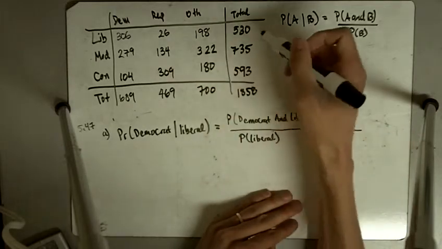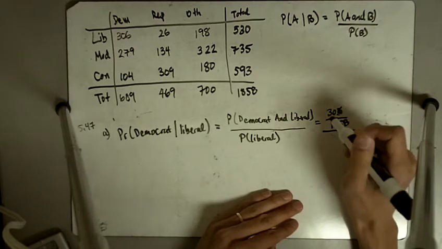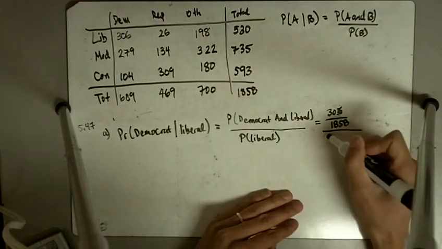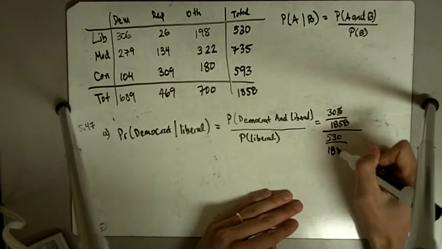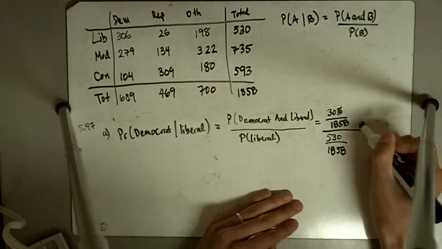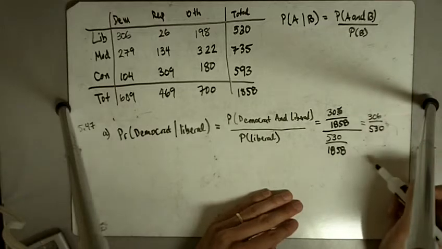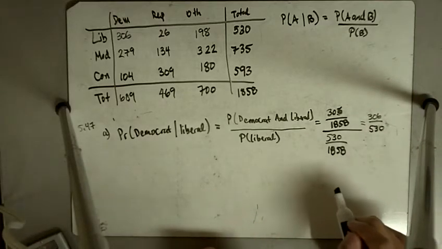And what's the probability that someone is liberal? 530 out of 1858. So, all right, 530 divided by 1858. And so the answer ends up being 306 divided by 530. That's the probability that someone is a Democrat if we know that person is liberal.